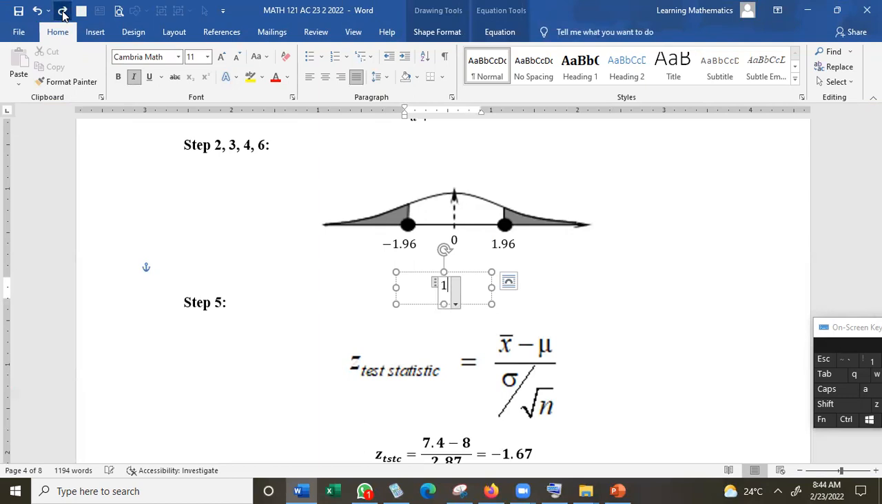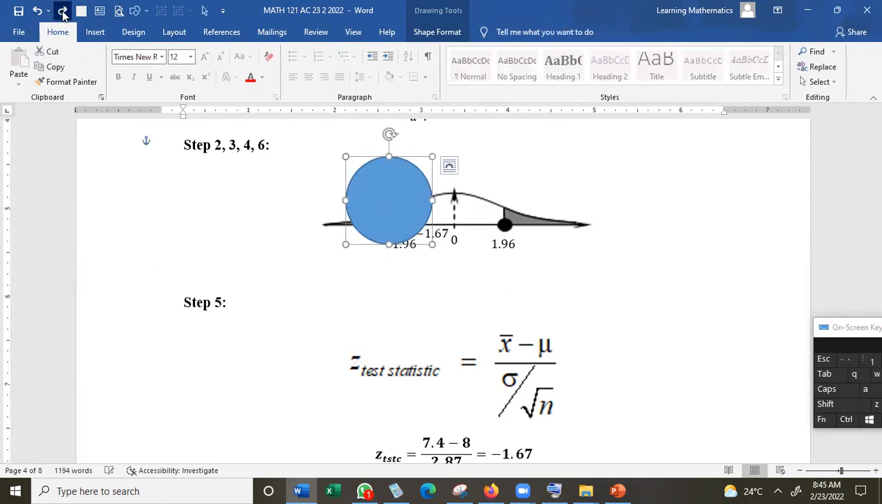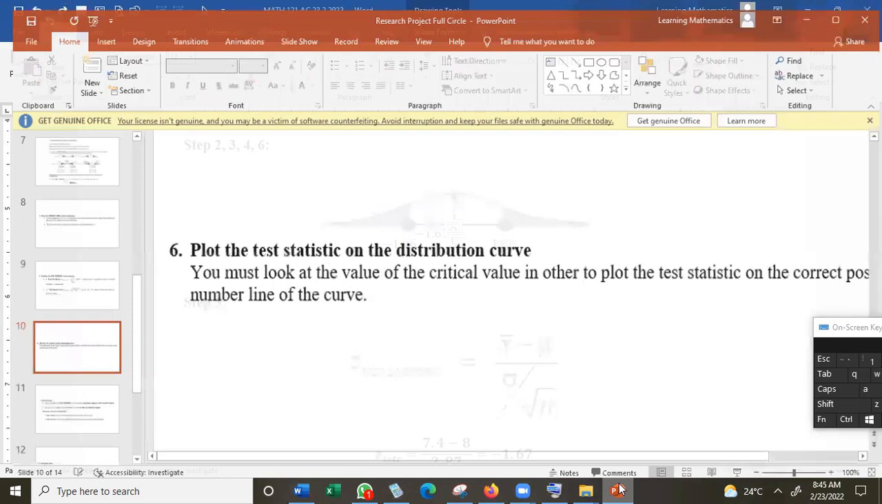As you can see, negative 1.67 is closer to 0 than negative 1.96. So therefore now, the test statistic appears to have landed in the unshaded region. Okay, the test statistic seems to have landed in the unshaded region. So in that case, we have to be using this now in order to make a decision in step number 7.